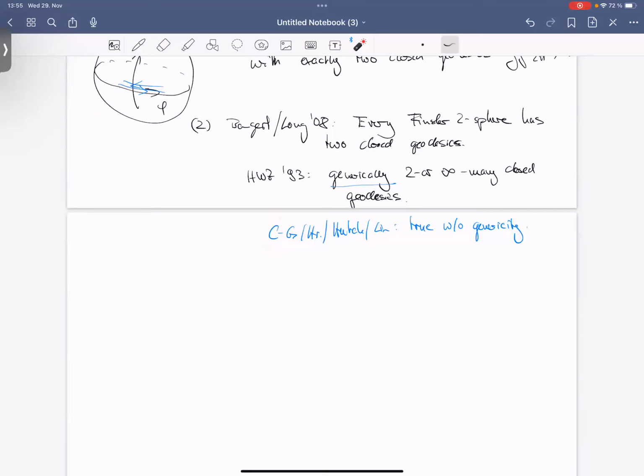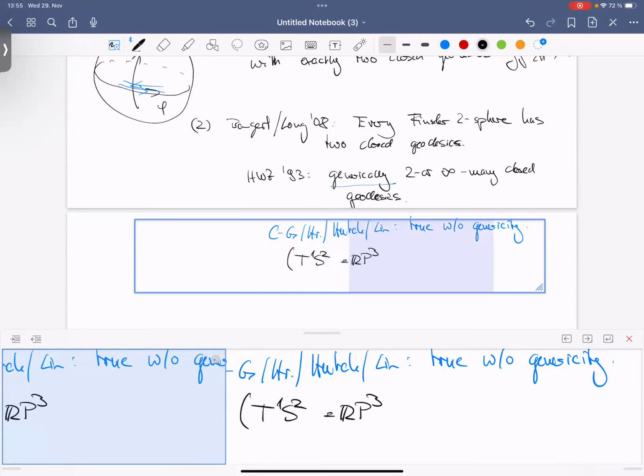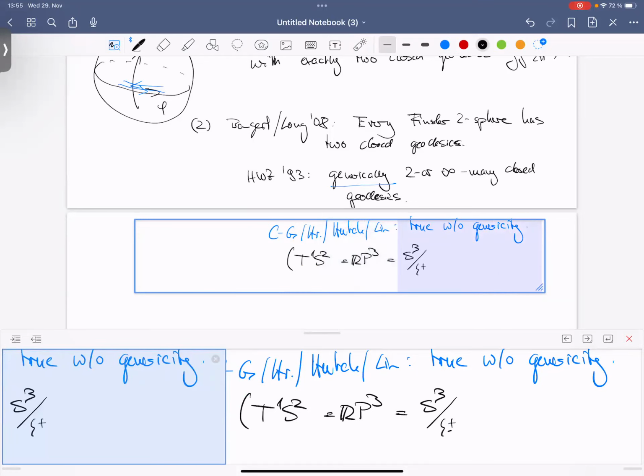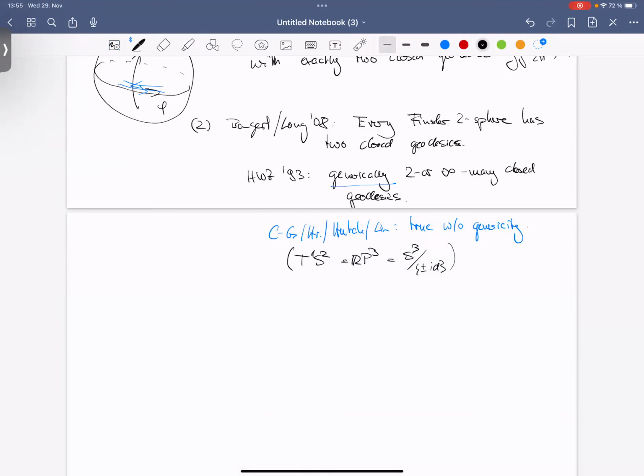Yeah. So what I should have maybe said here is that the unit tangent bundle of the two sphere is RP3. So this is nothing but the three sphere modulo a Z2 action. So that's where the connection with the Reeb flows on S3 comes from.